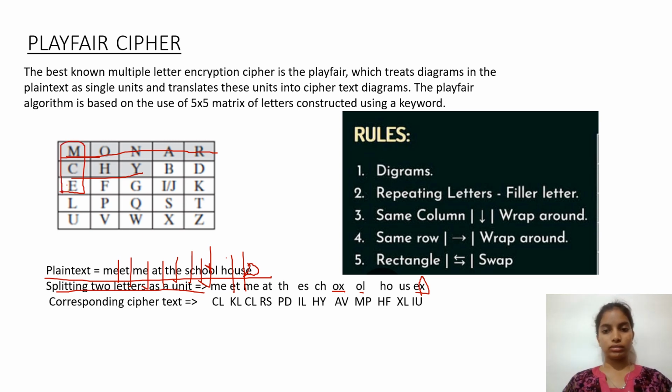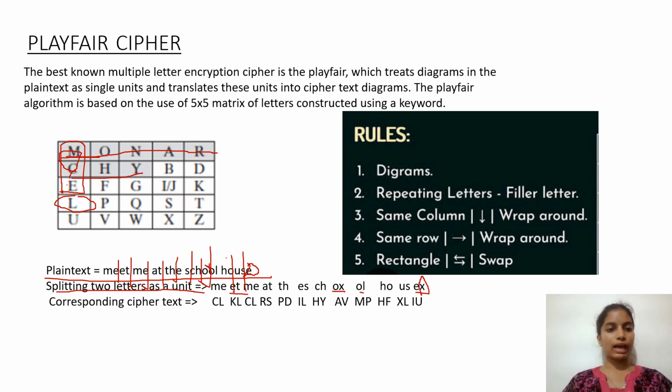So you have to wrap around. For M, it will come to C. For E, you can write it as L. So ME is done. Then coming to ET.